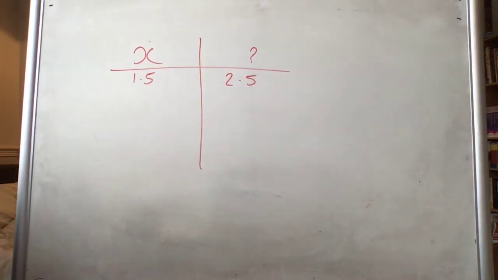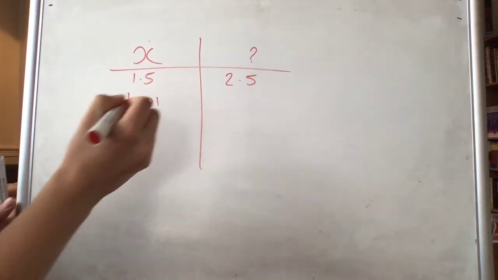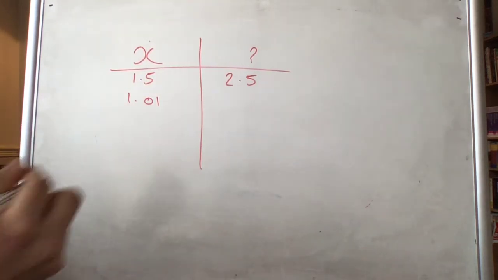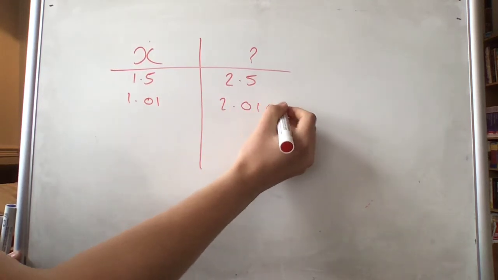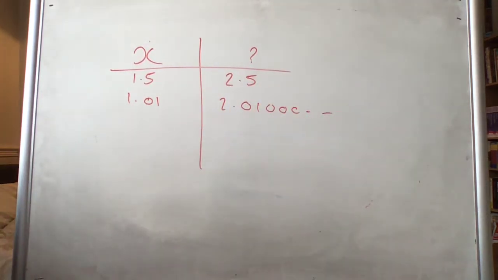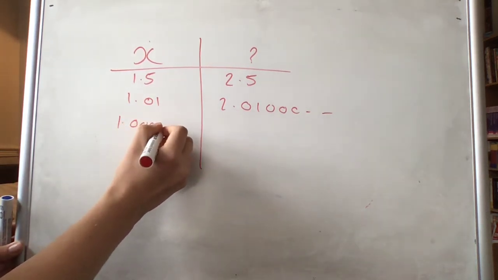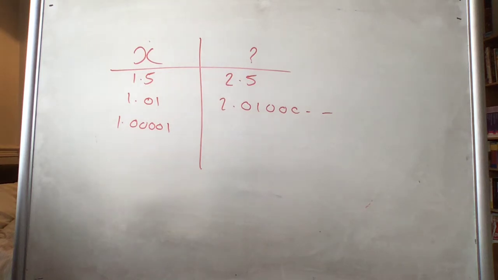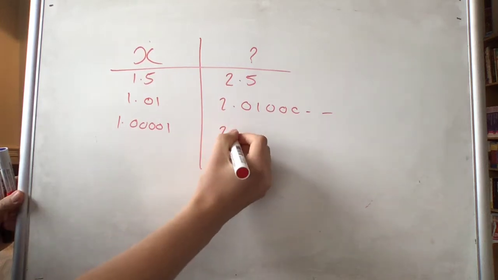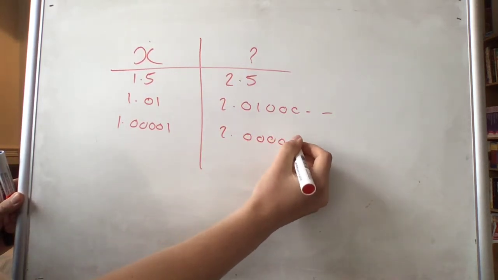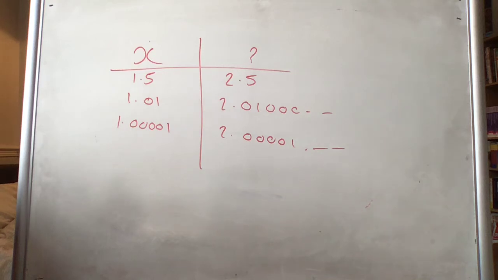Now how about we try 1.01? If we put 1.01 in, we're going to get 2.01, etc. And if we went even closer to 1.00001, so a very small number, or very, very close to 1, I should say, we're going to get 2.00001, etc. Okay, so again, you can see that we're also heading for 2, so we can see that's okay, and this seems to be the correct limit.